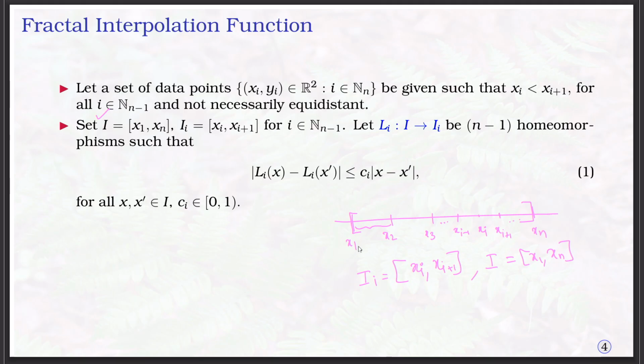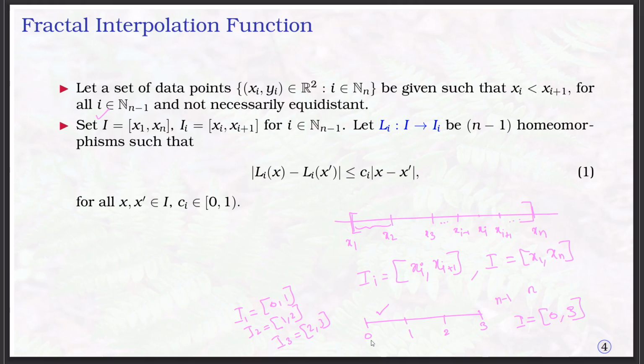Note down, if the number of data points is n, we have n minus 1 subintervals. For example, if you are taking 0, 1, 2, 3, these data points are given, then I equals the closed interval [0, 3], whereas I1 is [0, 1], I2 is [1, 2] and I3 is [2, 3].